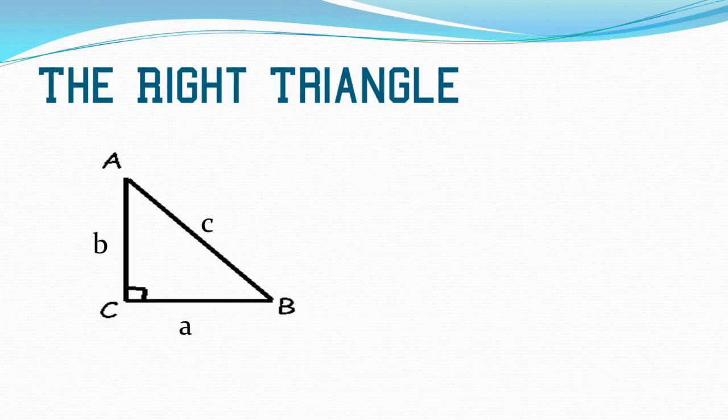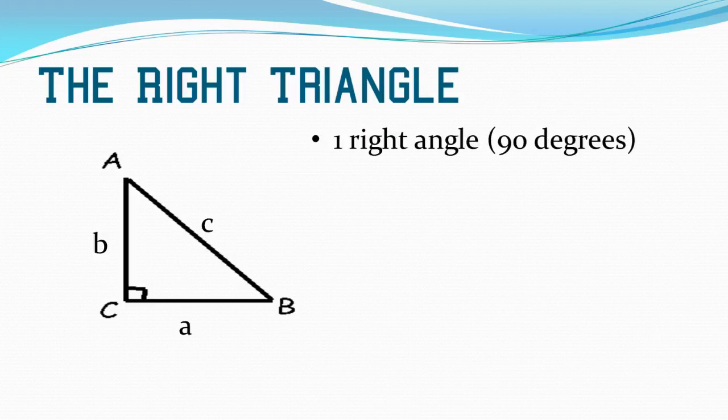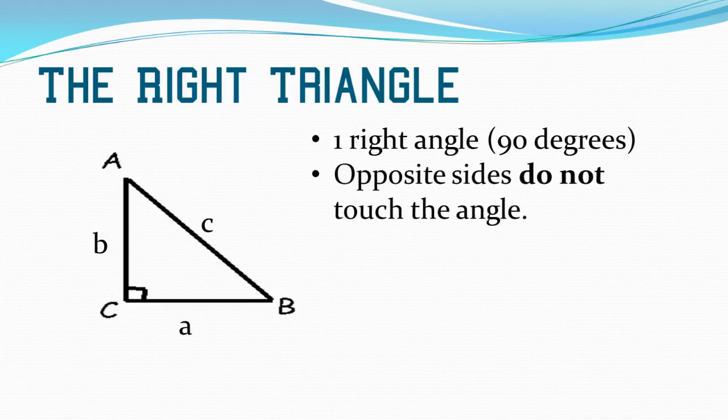To start with trigonometry, we look at the right triangle. A right triangle is any triangle that has one 90-degree angle. The opposite sides do not touch the angle. Opposite sides and adjacent sides will become very important. So if I look at angle A or B, the non-right angles, these are going to be the most important angles in the right triangle.